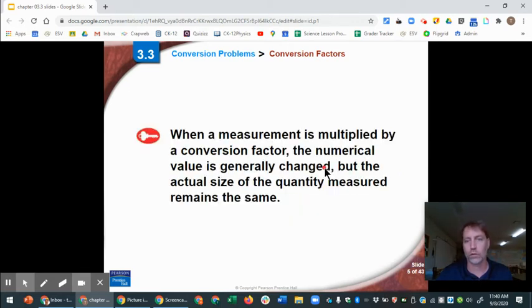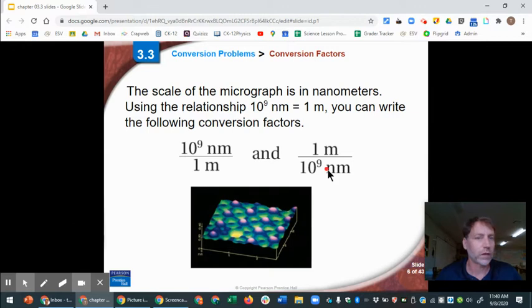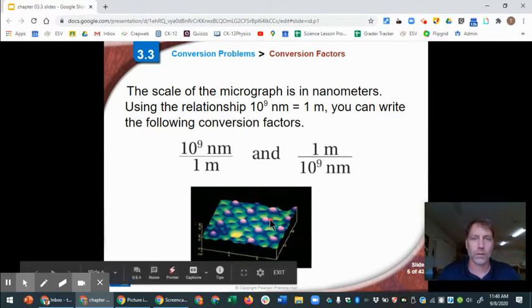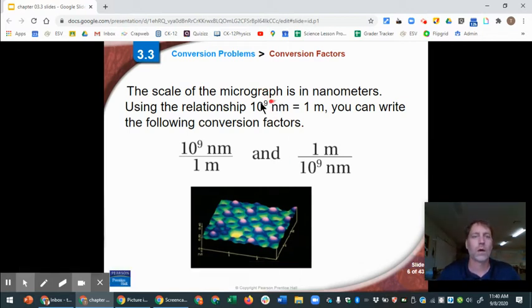It's just expressed in different units, okay? So the scale of the micrograph is in nanometers. So if I'm looking at something at the microscopic level, okay, micrograph meaning a picture of the microscopic level, graph meaning picture or writing. So it's measured in nanometers. 10 to the ninth nanometers is 1 meter. So 1 billion nanometers is 1 meter, or 1 meter is for every billion nanometers.